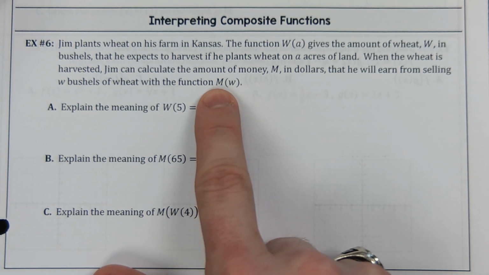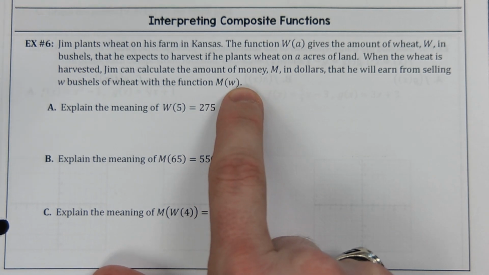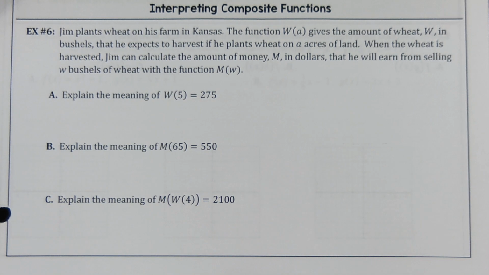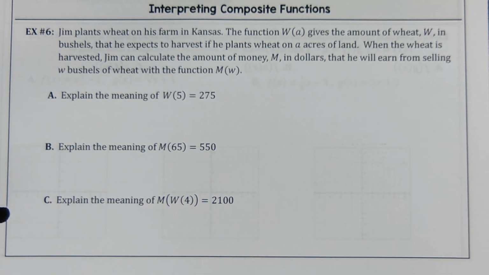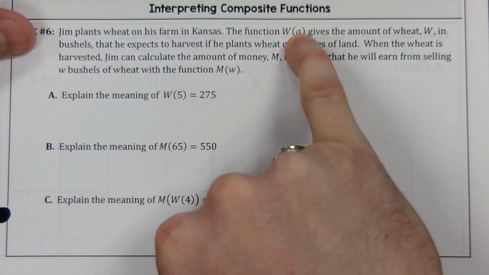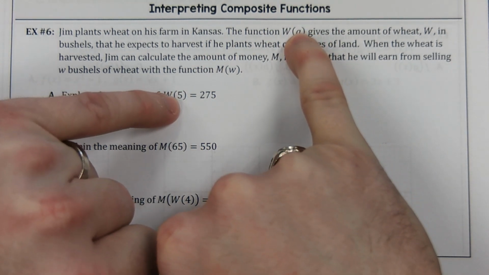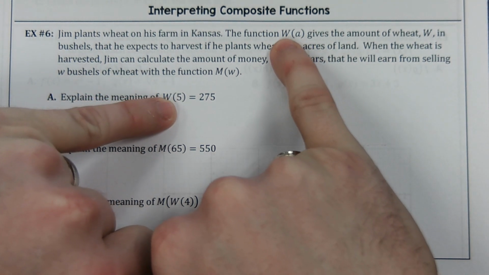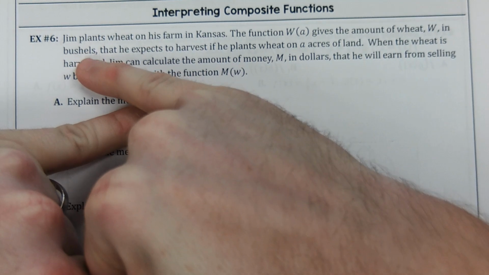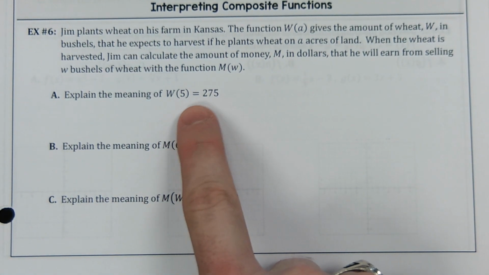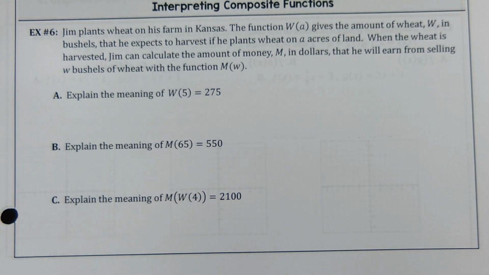So capital M is money in dollars, where W is still wheat bushels. Cool beans? Yes, fantastic. So here we have, explain the meaning of W of 5 equals 275. You ask yourself, what is the input of function W? Well, the input of function W is A. That means 5 is A. A is acres. The output of function W is bushels of wheat. So this says 5 acres of land produces 275 bushels of wheat.